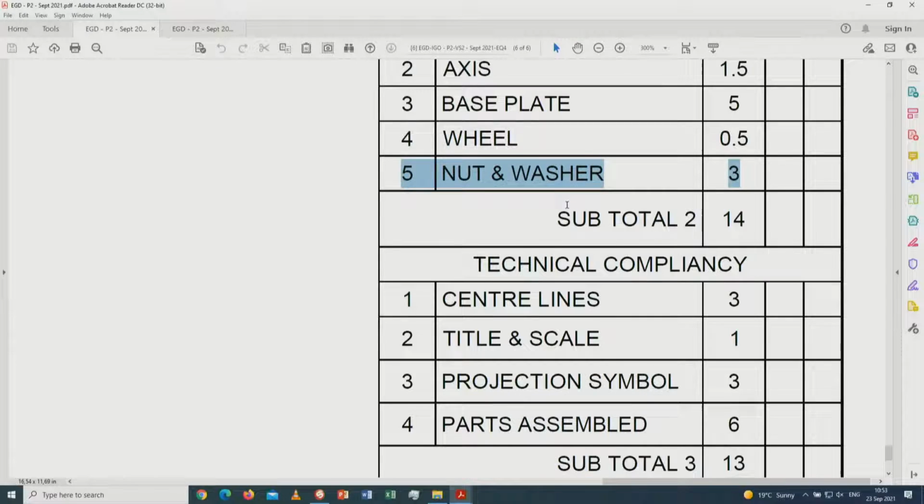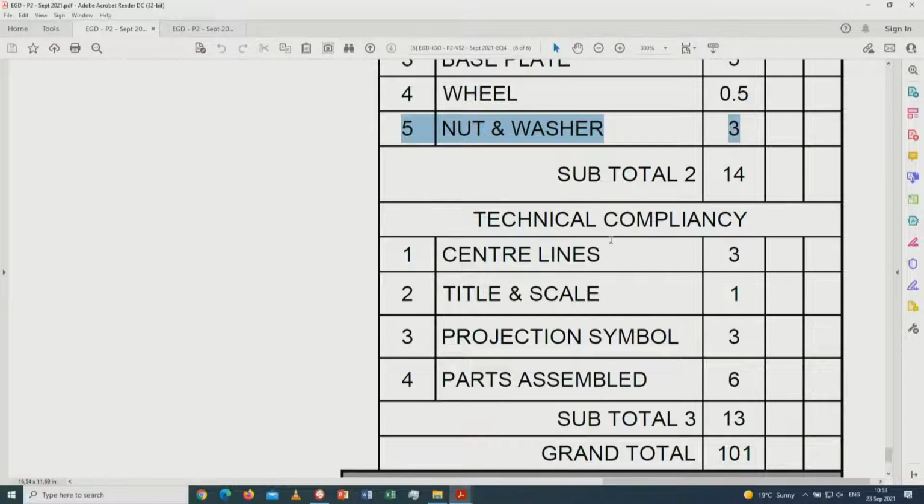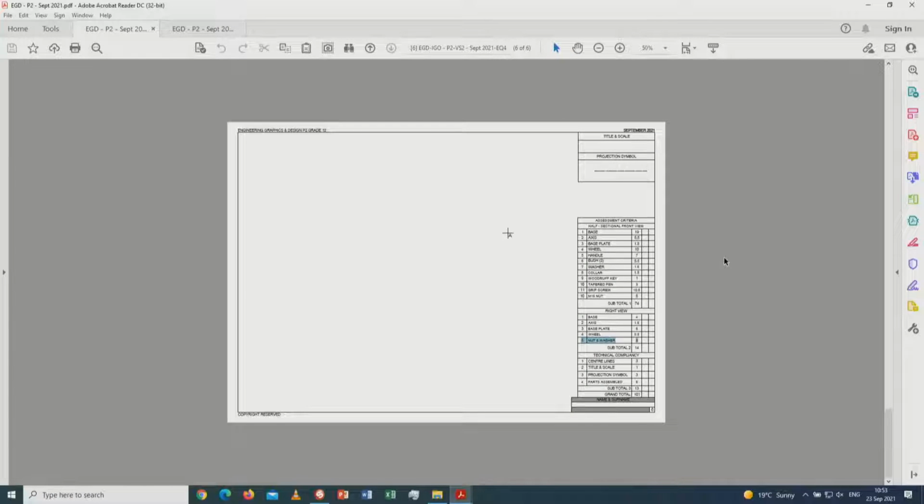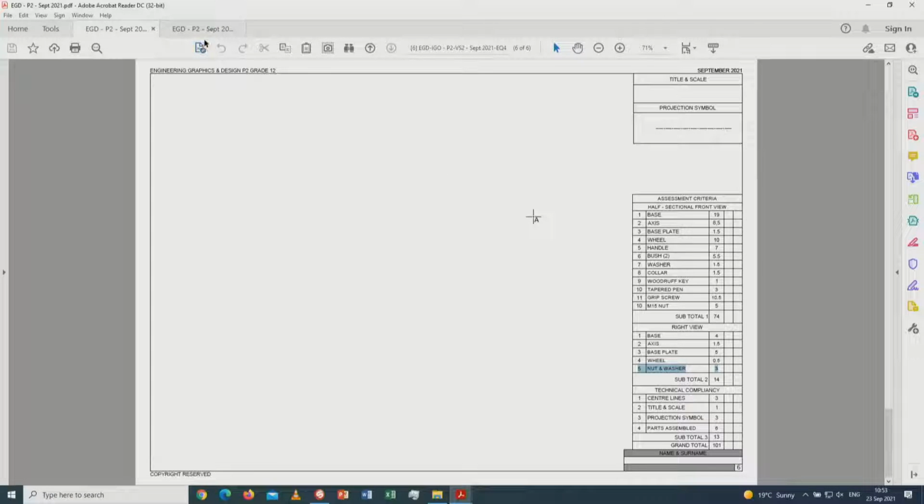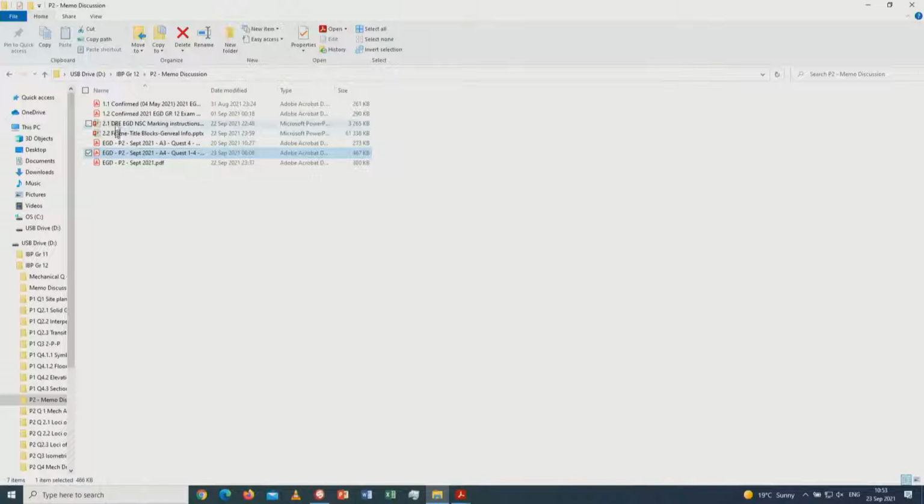Now, this part, the technical compliance here, ladies and gentlemen, this is the more difficult part that you will find in this regard. First of all, the center lines. Now, if the learner, I do not have, maybe I can quickly open up this portion for you over here. I think it's this one over here.